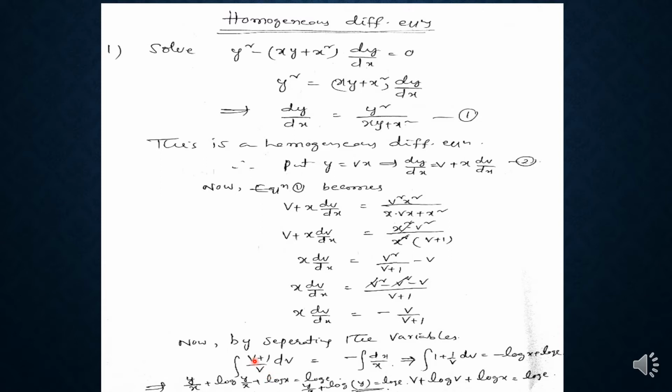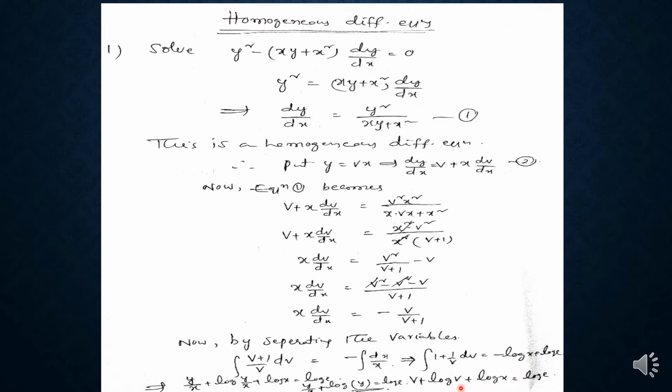Now dividing with v, v by v is 1, plus 1 by v. Integral of (1 + 1/v) dv is equal to minus integral 1 by x dx, which is minus log x plus the constant, log c. That can be written as integral 1 dv is v, plus integral 1 by v dv is log v. This minus log x becomes plus log x when it comes to the left hand side, that is equal to log c.